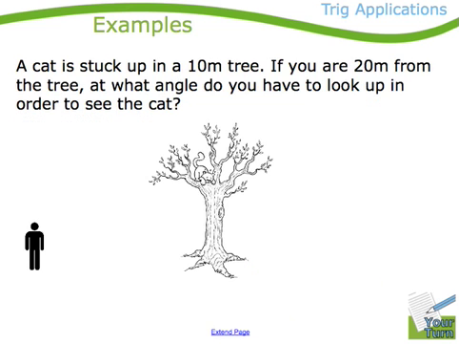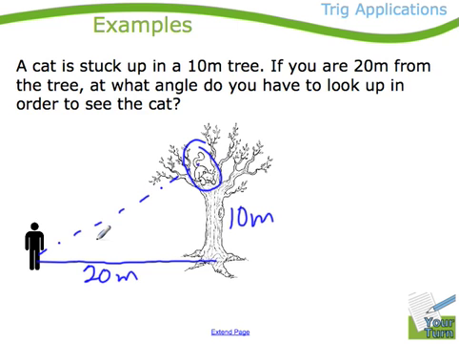Here's another one. I got a guy and he sees a cat up in a tree. There's the cat. And the cat is 10 meters up. And I know that I am 20 meters from the tree. And my question is, at what angle do I have to look up in order to see the cat? I guess if you're telling somebody else where the cat's at, you could say, well, look at an angle of about, and that might help you find the cat.